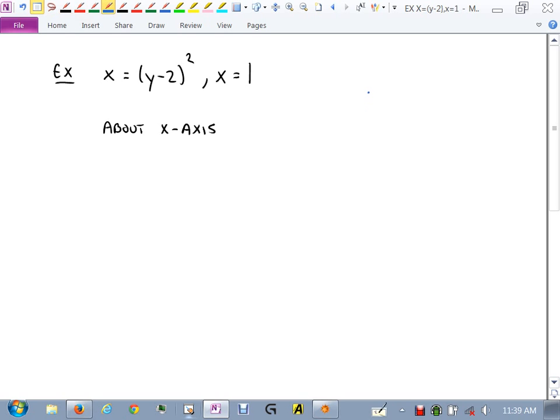So first you start out, you graph this thing. This is going to be a sideways opening parabola. So it would look like this. Up here at 2, y equals 2. It would open up like that. Then you have x equals 1, which would be this.